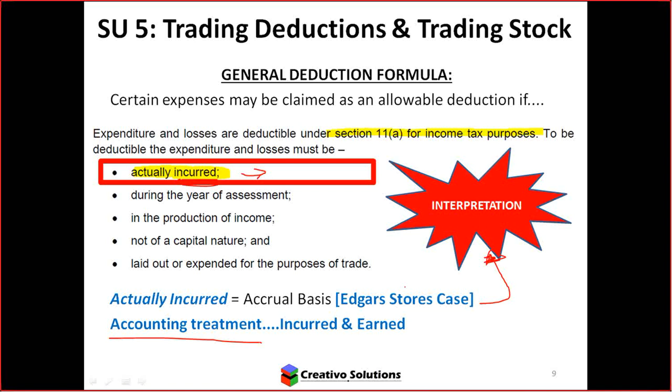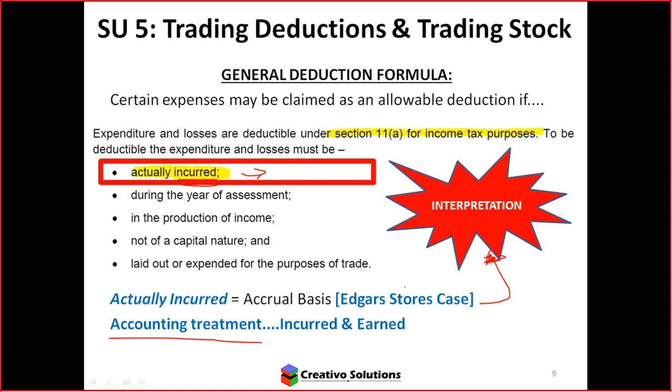Well, you haven't actually incurred it because you've basically paid it in advance. Correct. So what does that mean? So prepaid expense. Yes, sir. And that wouldn't be something that was actually incurred. Yes, sir. Because actually incurred means it did give rise to an expense in that particular period.